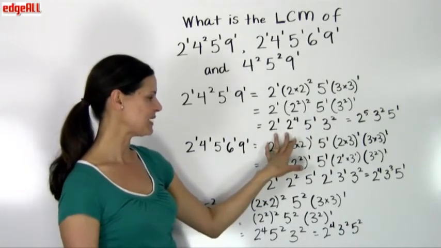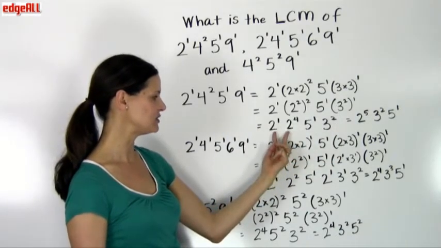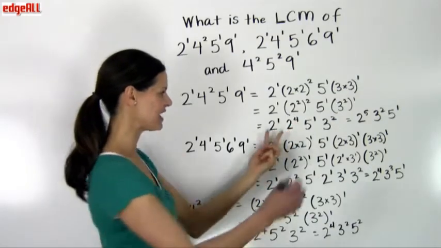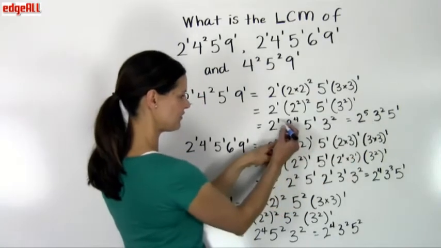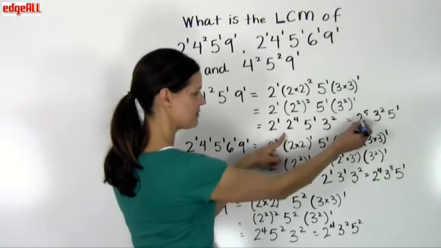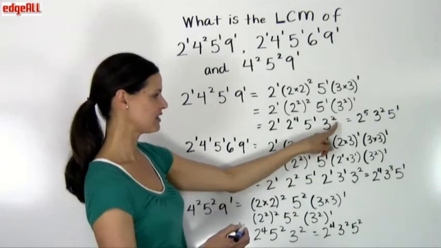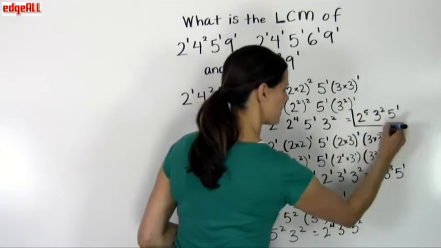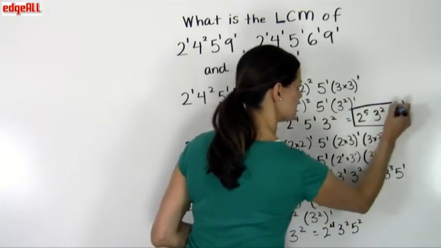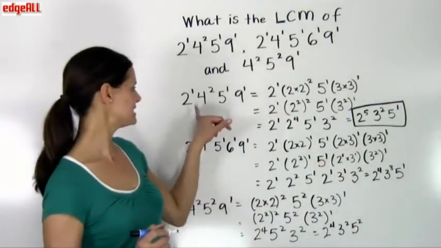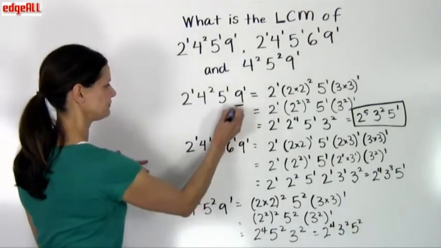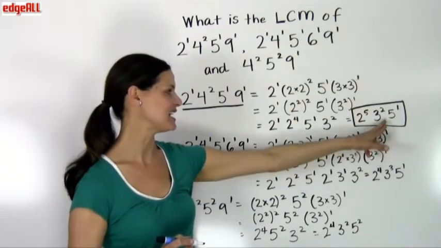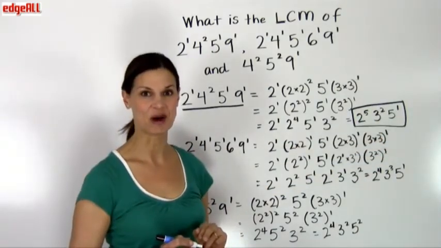I can combine my like bases, my two 2's, by adding the exponents together. And so this number then becomes 2 to the 1st power times 2 to the 4th power becomes 2 to the 5th power, and then I've got my 3 squared and my 5 to the 1 power. So this right here is the number that is the same as this, except that it has been written all in prime factorization, still in exponent form.